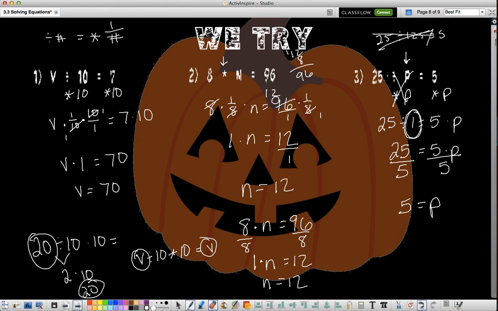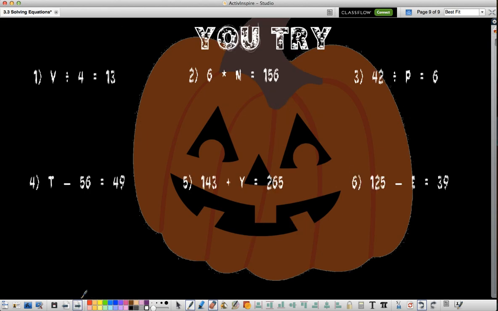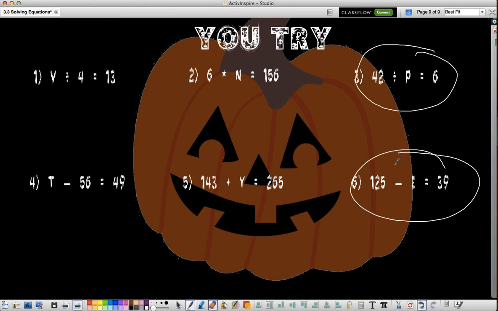Right? So you have 6 problems to try here that all involve addition, subtraction, multiplication, and division. And you do notice that you have these problems, here and here, where the variable comes second, so you need to take your time and always go back and make sure that your answer makes sense and that it works.